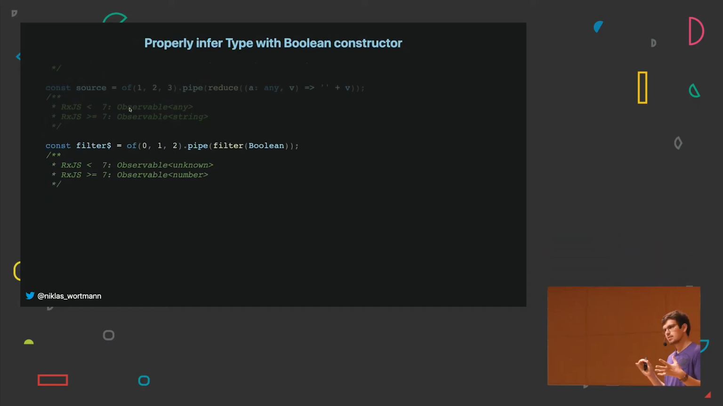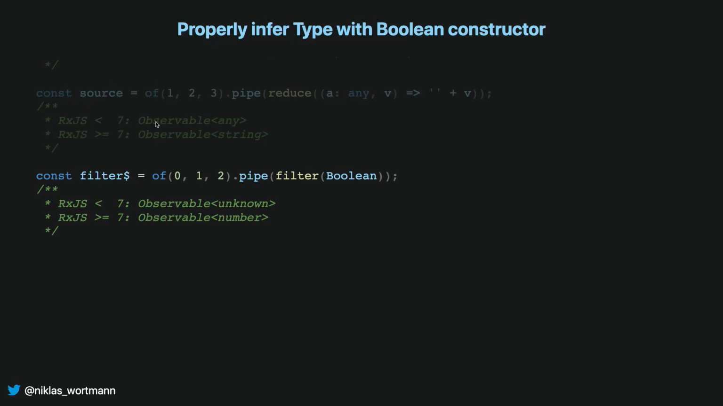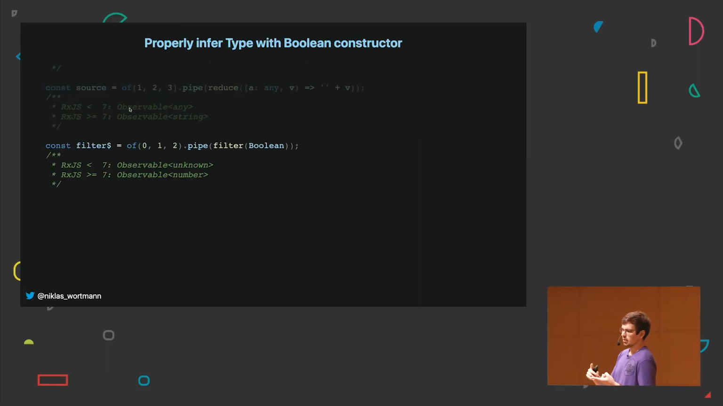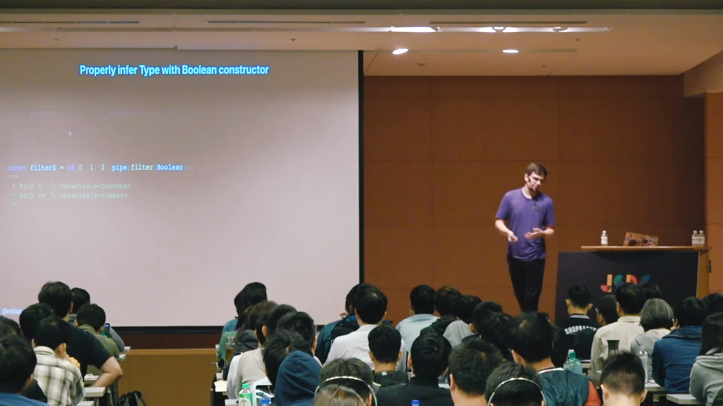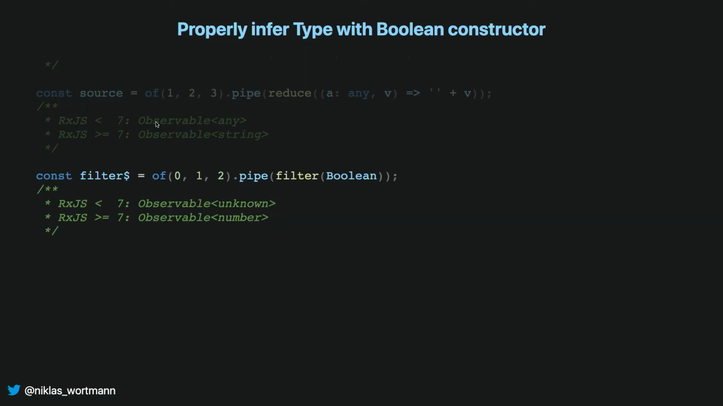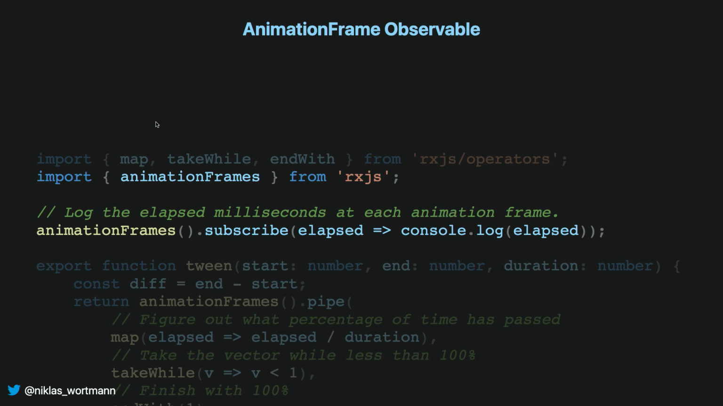And the last thing, which is not super much about typing, but still cool, is you can now pass the Boolean constructor function to the filter operator. By doing so, all the falsy values would be filtered, like 0, empty string, those things. And before RxJS 7, it was inferred to observable of unknown, which is also super weird, and this was very edge casey to get to know. And with RxJS 7, it's probably inferred properly again. So this is the stuff we did for the improved typings.